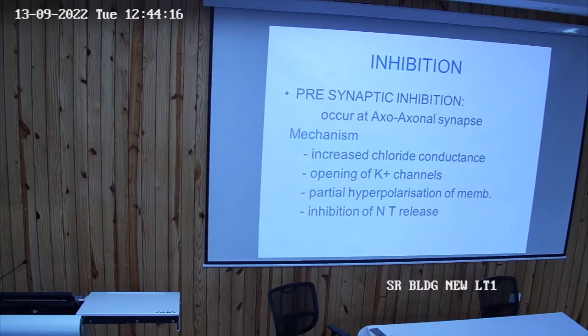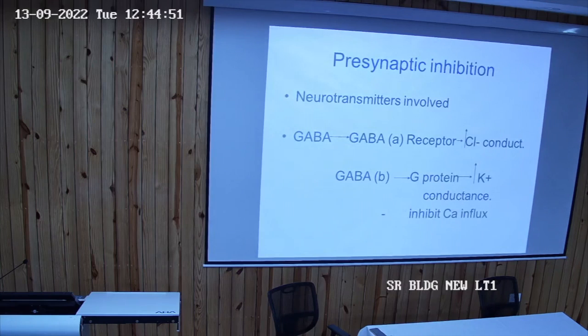Now I talked about the presynaptic inhibition. What happens? There is an axon and there was a cell body or a dendrite or axonal synapse. So it occurs at the axonal synapse. The same procedure, presynaptic inhibition, that axon decides to have the release of potassium and chloride ions. So what will it lead to? Inhibition at the presynaptic level, and thus leading to the total inhibition. The neurotransmitter involved here is GABA. GABA is what? An inhibitory neurotransmitter.